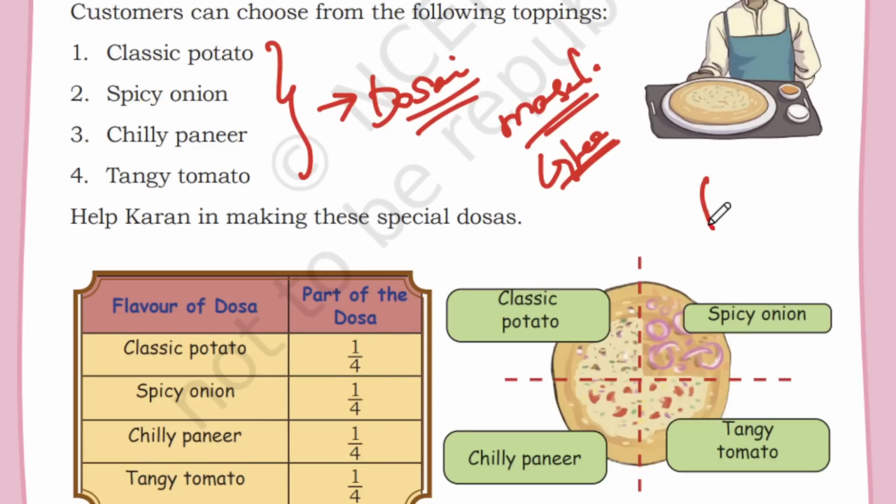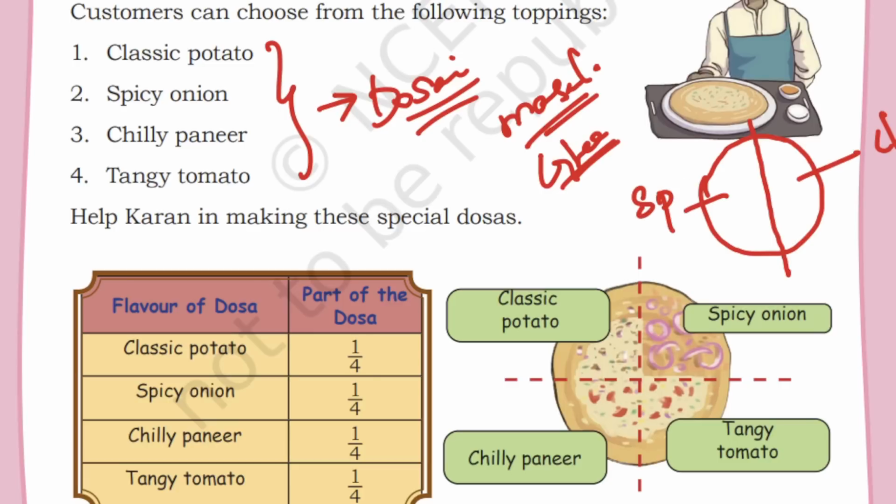Okay, next see. So flavors of dosa: classic potato, spring onion, chili paneer, tangy tomato. The part is 1/4 of each. For example, so this is a whole dosa, and if I'm ordering a dosa and I'm asking I want a classic potato and I want chili paneer, then what will he do? He will divide this dosa in 2 equal parts.